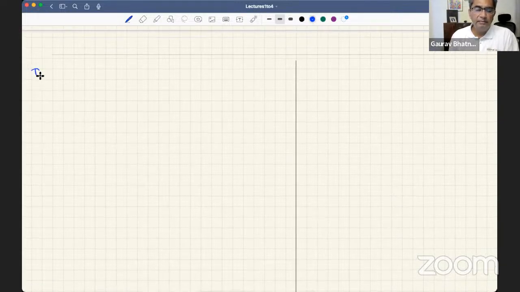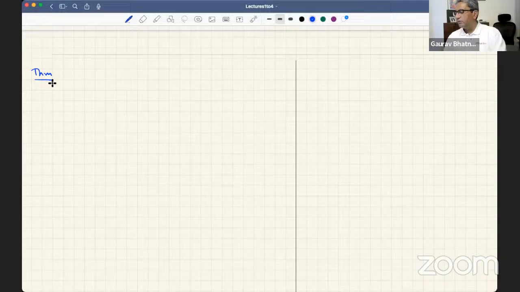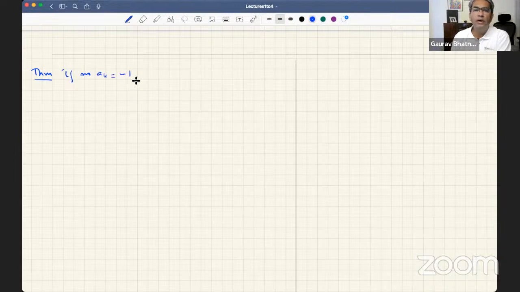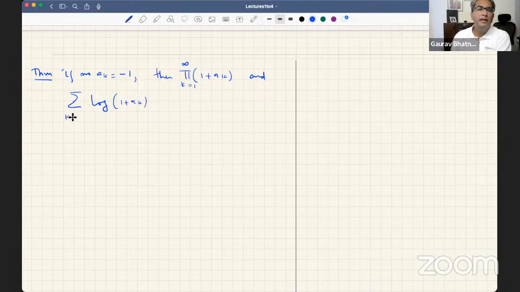The second theorem is about, okay, so we know that we have a theory of convergence of series. How do we translate the convergence of products into the convergence of series? There's a theorem that if no a_k is -1, then the product of 1 plus a_k, k going from 1 to infinity, and the sum of log(1 plus a_k), k going from 1 to infinity, converge and diverge together.